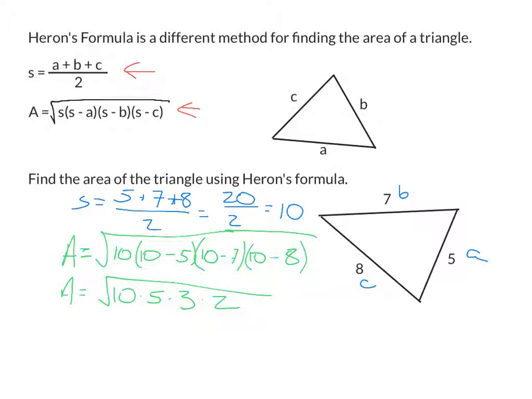5 times 3 makes 15. So 15 times 2 makes 30, and 30 times 10 makes 300. So the area of this triangle is the square root of 300.